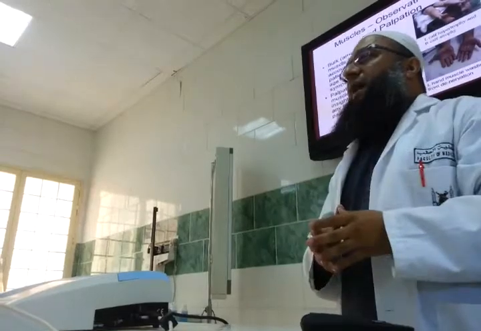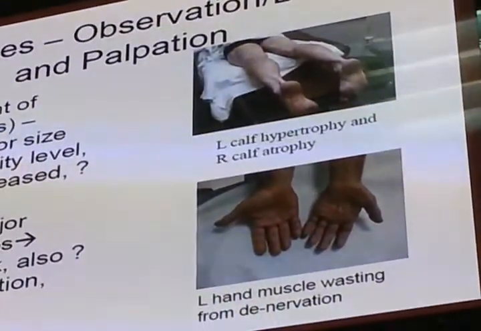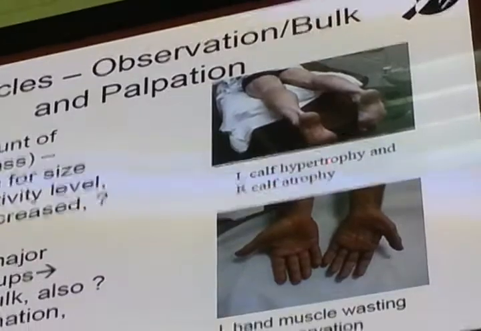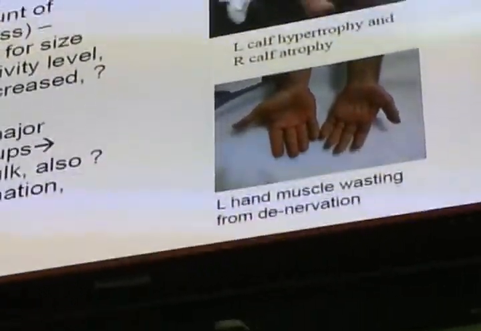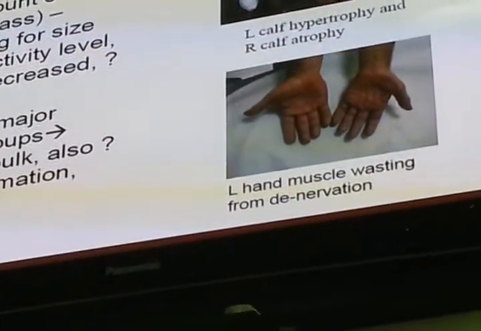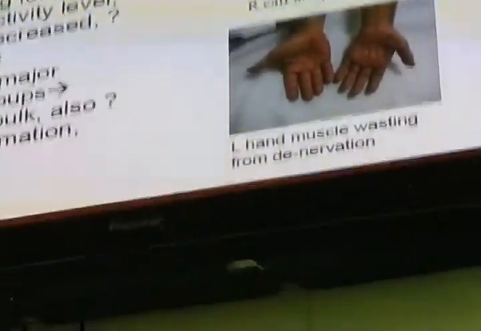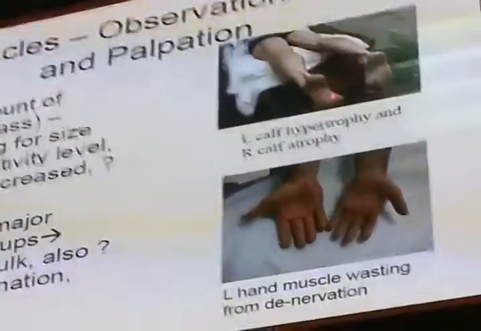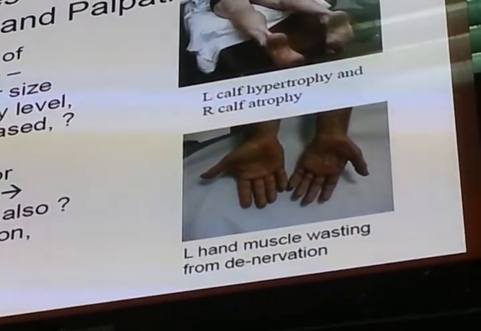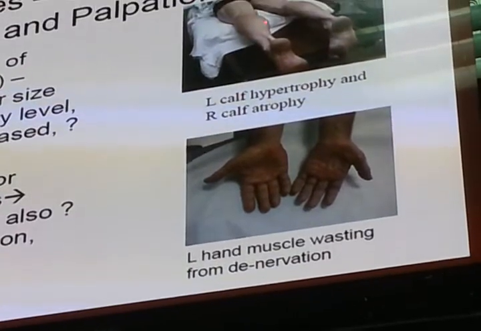This is the bulk. Similarly on the leg as well. Foot muscle, thigh muscle, calf muscle, you can check. Now here is an example. There is a left calf hypertrophy. Hypertrophy means increase in muscle mass. And atrophy means loss, reduced mass. Here, I think it's not clear, but the right side is atrophy as compared to the left.